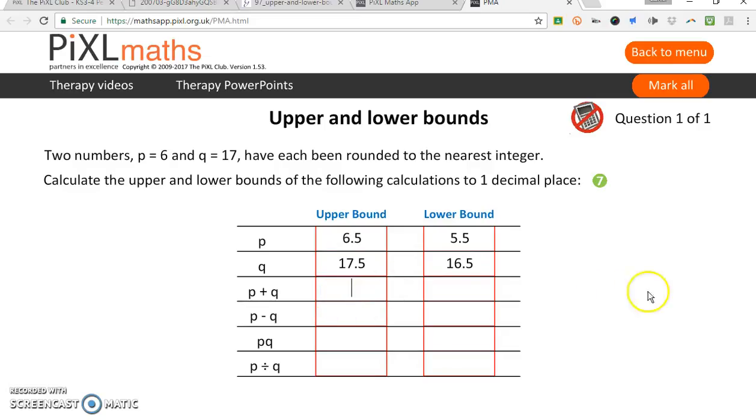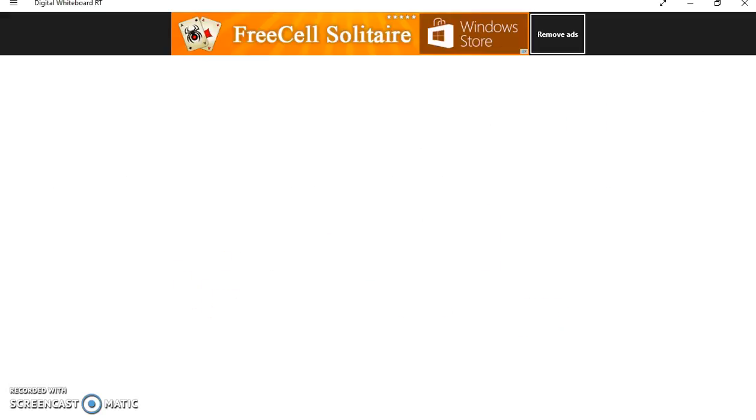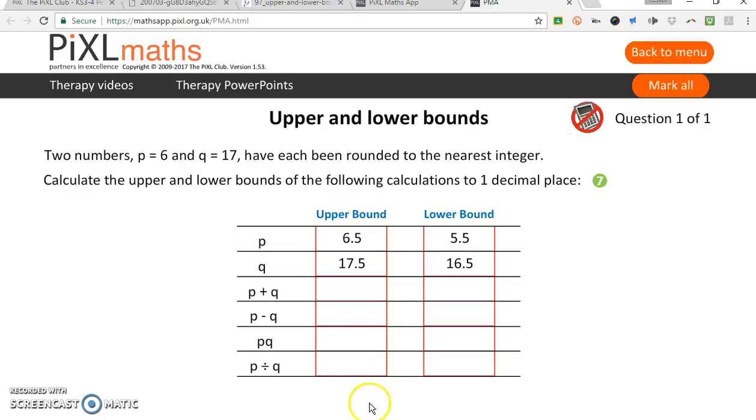Now, that's pretty reasonable and straightforward. Where it gets a little bit trickier is when you start moving into calculations. So with P plus Q, we're going to want to find our upper bound by taking the upper of 1 plus the upper of 2, because those are our two largest numbers. And that'll give us our largest possible answer. So when I look at my numbers, I'm going to have 6.5 plus 17.5.